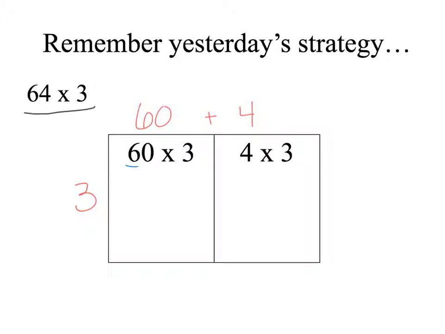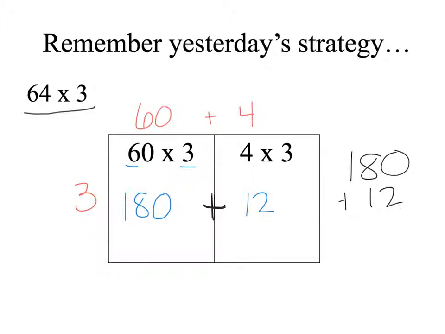60 times 3, I can use my basic fact of 6 times 3, and that's 18. I add the 0 from the 60 because it was 6 tens, and I get the answer of 180. 4 times 3 is 12. Do you remember how to get the answer from here? Since 60 plus 4 is 64, I need to add together 180 plus 12. 180 plus 12 is 192. So 64 times 3 is 192.